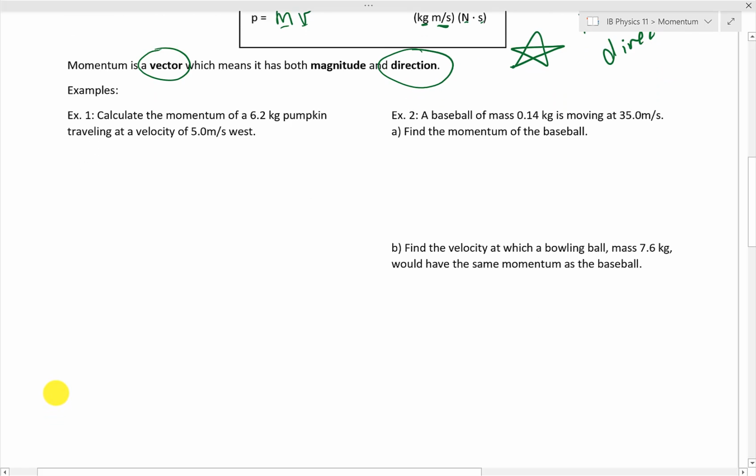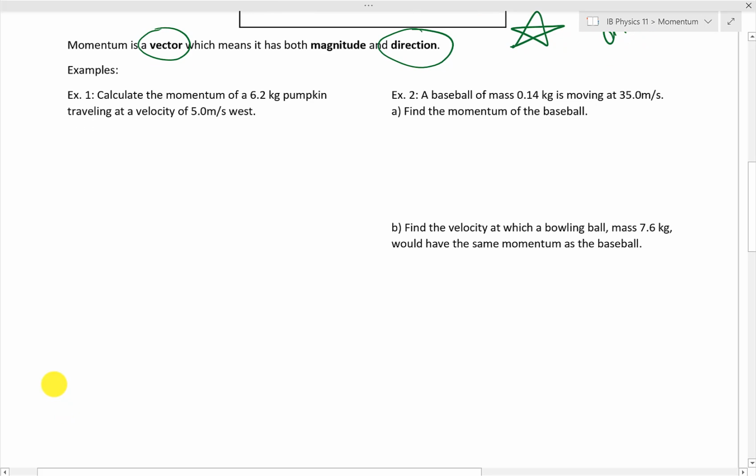I will do example 1. Here, I have 2 examples. I will do example 1. You will get to do example 2. And yeah, I'm sorry, it's a little bit more work, but I promise it won't be too difficult. So let's start with example 1.